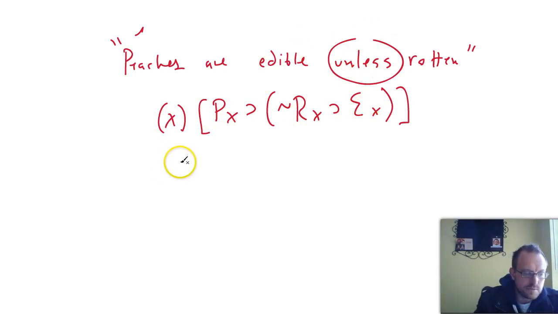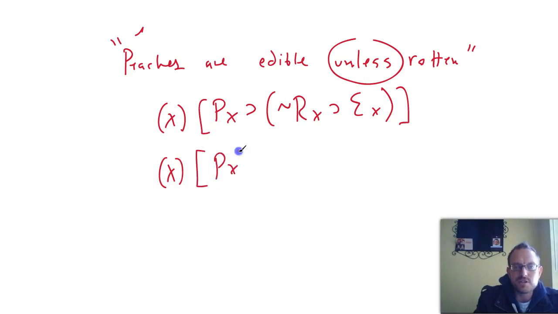There's another possible version too, and this goes back to our use of the disjunction. You could say, if there's an x in the universe, if that x is a peach, then that x is either edible or it's rotten.